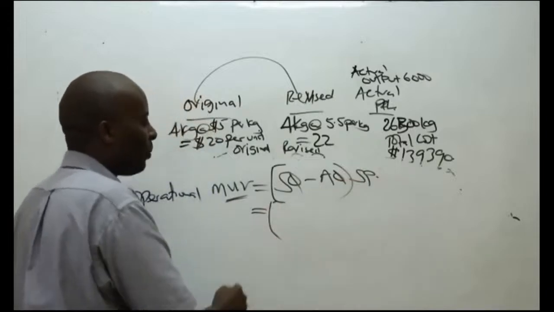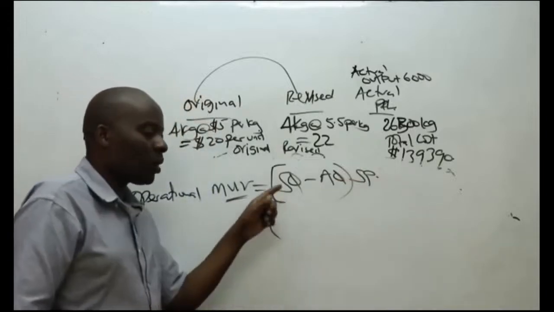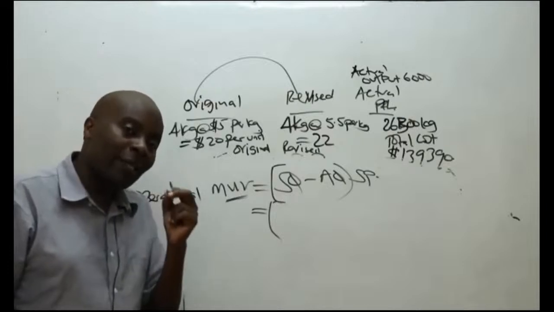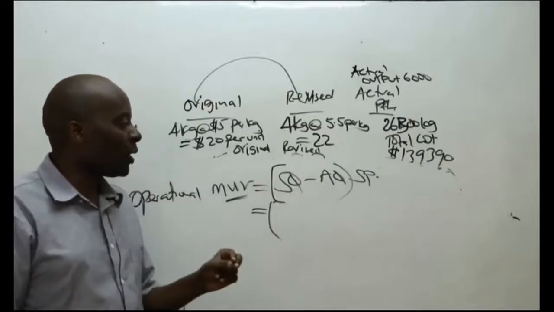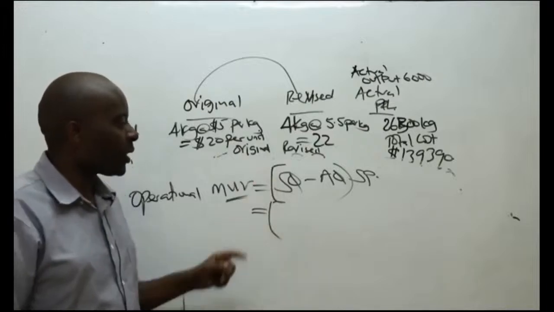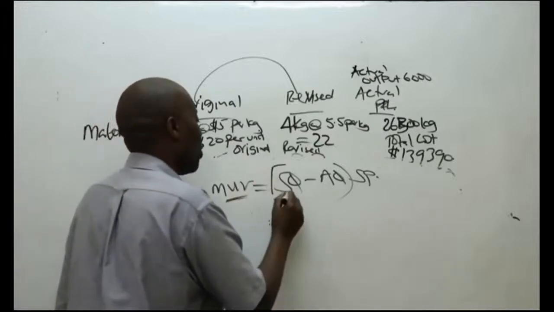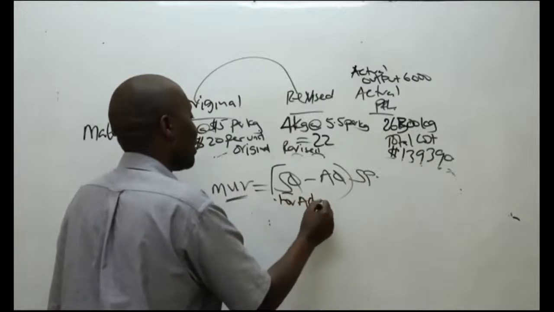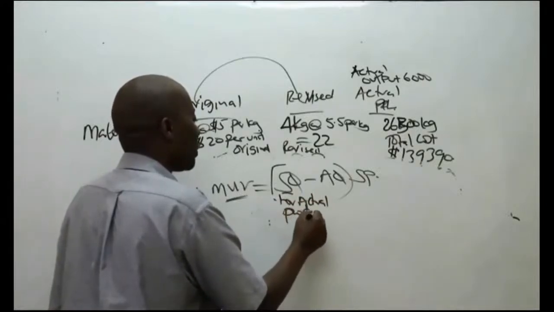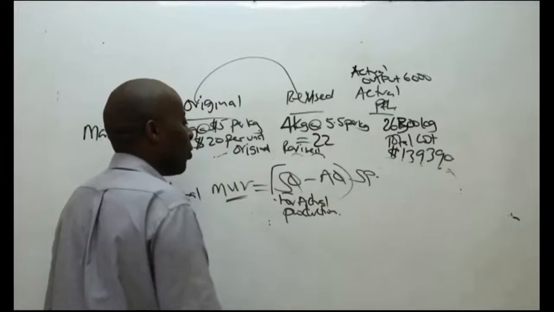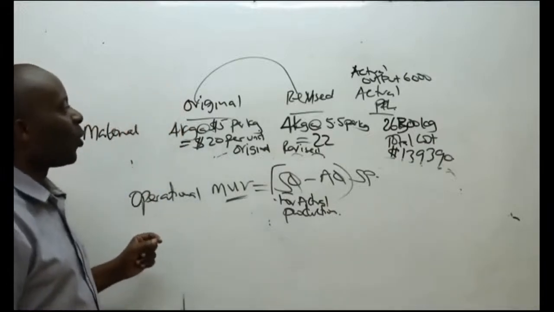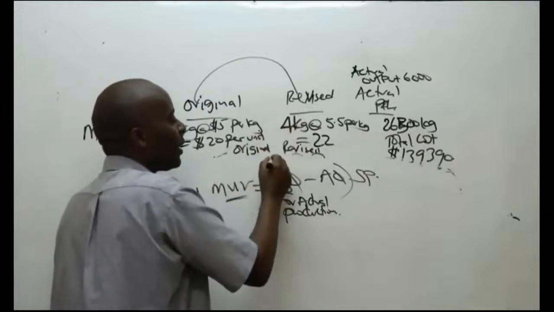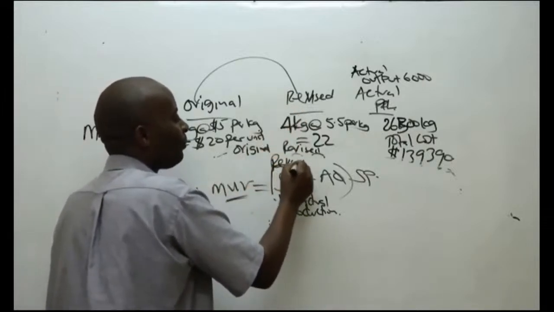So ladies and gentlemen, don't forget that this is standard quantity for actual production. Standard quantity, please write this in full. It is SQ for actual production. And again, remember, operations, we are comparing between the revised. So this has to be revised here.